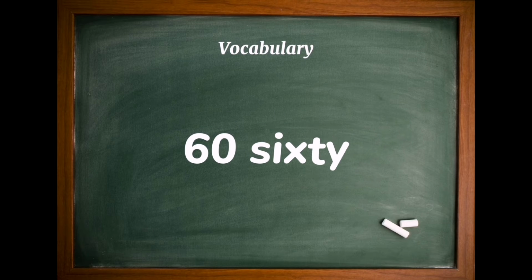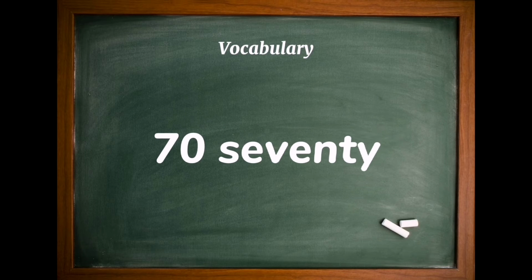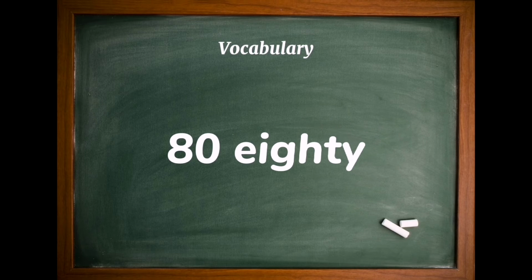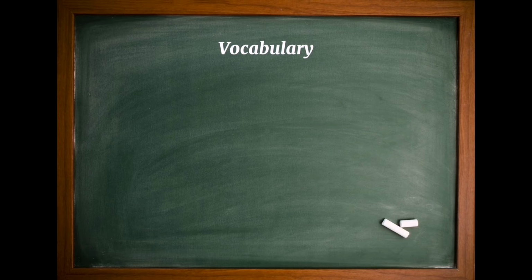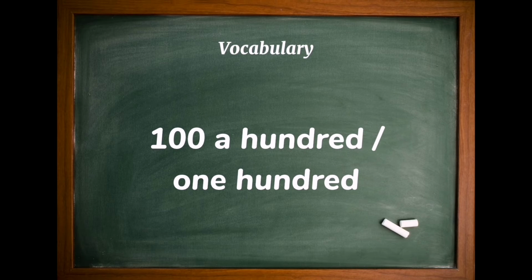60. 60 is 60. 70. 70 is 70. 80. 80 is 80. 90. 90 in Malay is 90. Lastly, we have 100. 100, or you can say 100, in Malay 100 is 100.